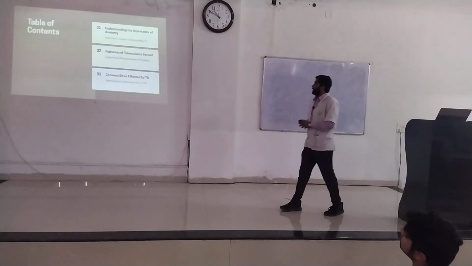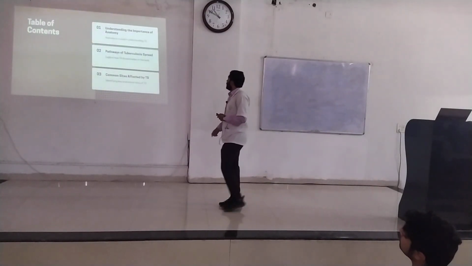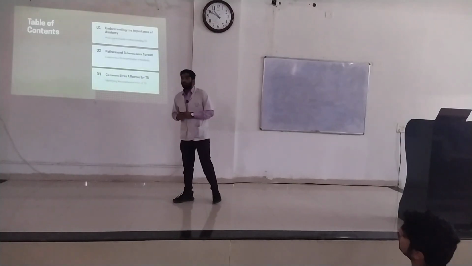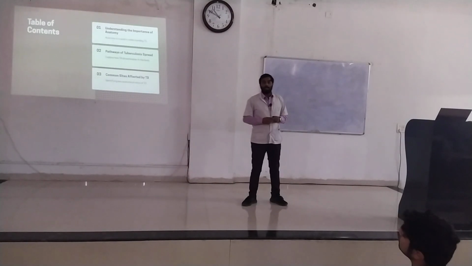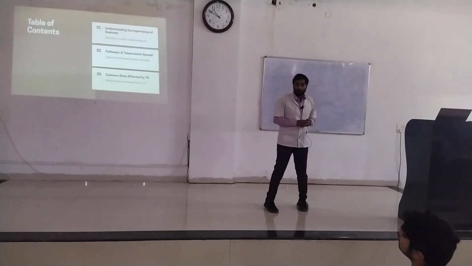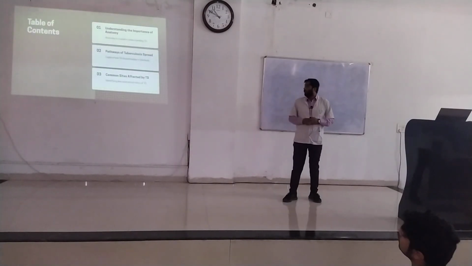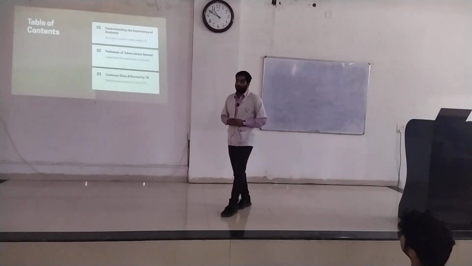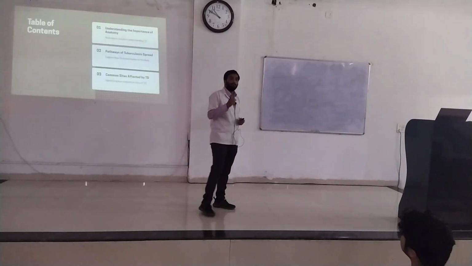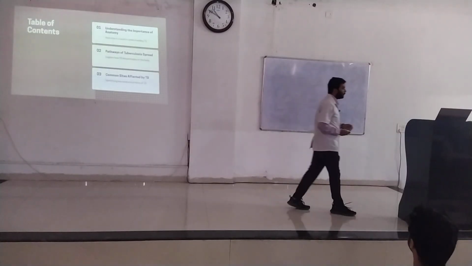These are the points that I will try to cover in my session today. First, we will try to understand the importance of anatomy in understanding TB. Secondly, we look at the anatomical pathways that TB abuses for its spread. And third, we look at the common sites that are affected by TB, which will then explain the symptoms and complications that are caused by TB, but from an anatomical point of view.